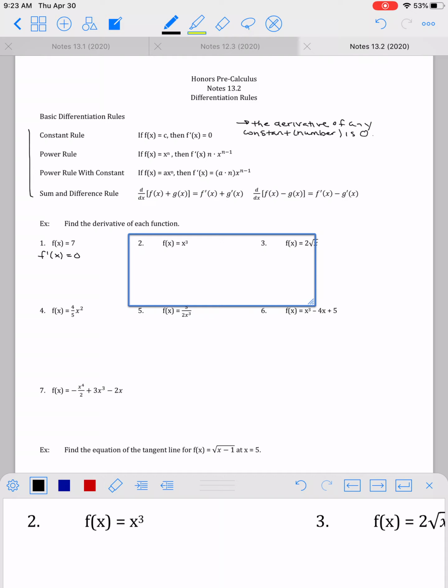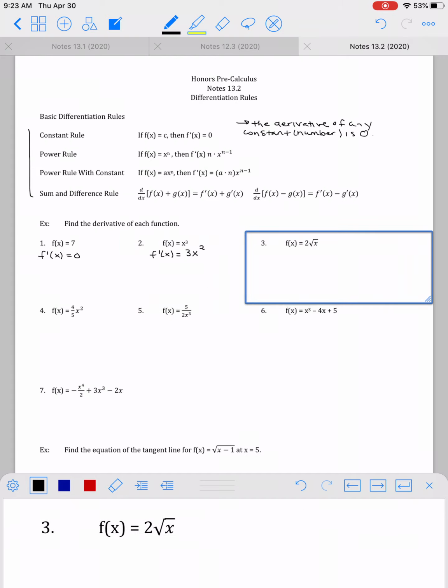Okay, here we go. So power rule here, f prime of x. We're going to bring the 3 in front. We're going to write down the x, and we're going to reduce that power. 3 minus 1 is 2, and that is your derivative. And then we could go and find the tangent slope at any point on our curve.